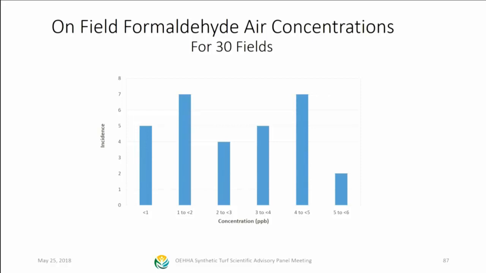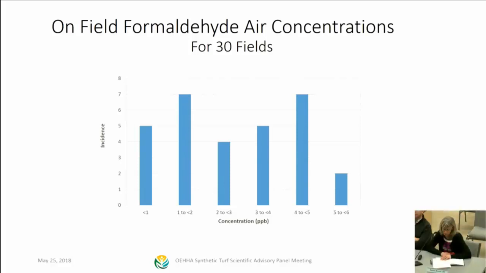And now some formaldehyde results. This is showing a distribution among 30 fields. So we took 2 samples at each field, and we averaged those. And I'm just showing here the distribution for all fields through the concentration. And none of our samples exceeded 6 parts per billion. So we measured a range from 0.4 parts per billion to, I believe the highest was 5.3 parts per billion. And you can see the incidence of the concentration ranges here. But overall, it was quite low.